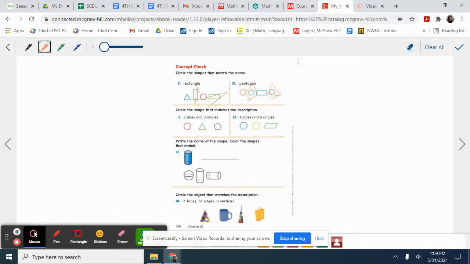Circle the shape that matches the description. 3 sides and 3 angles. That would be our triangle. Number 12, 6 sides and 6 angles. That would be our hexagon.